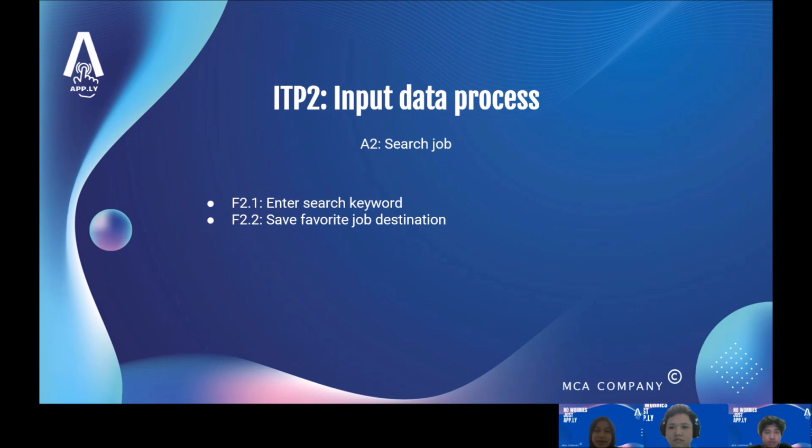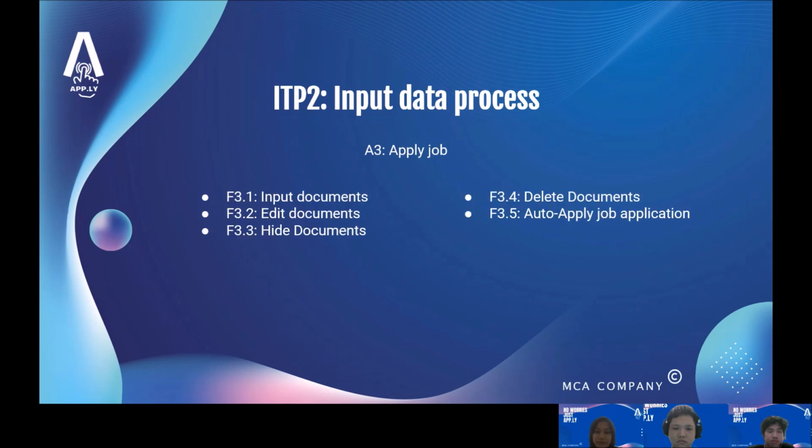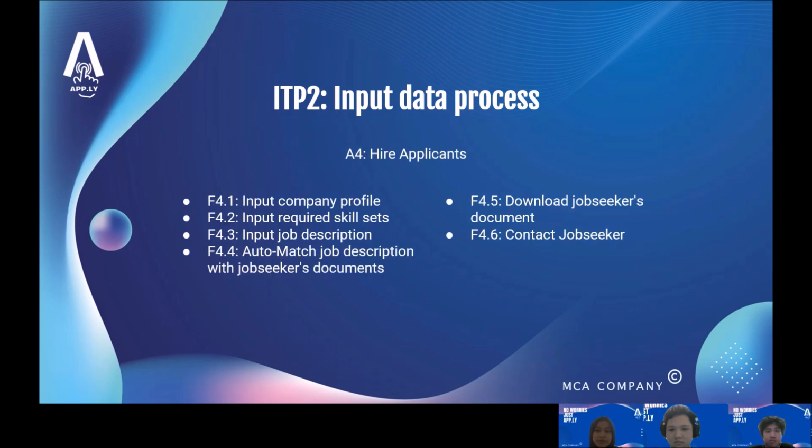The second ITP is the input data process. In activity 2, there's search job. There are 2 use cases, such as enter search keyword and save favorite job destination. And then there's activity 3, which is apply job. There are 5 use cases, such as input document, edit document, hide document, delete document, and auto apply job application.